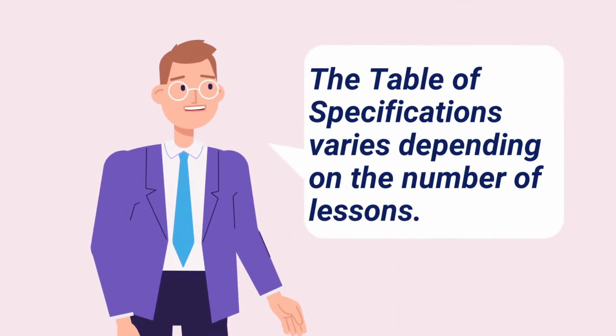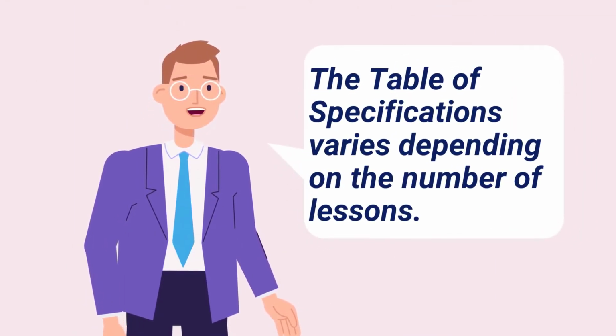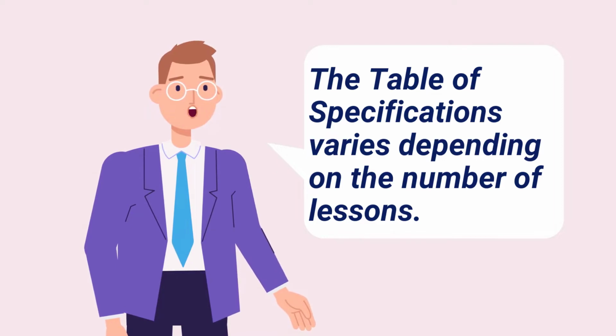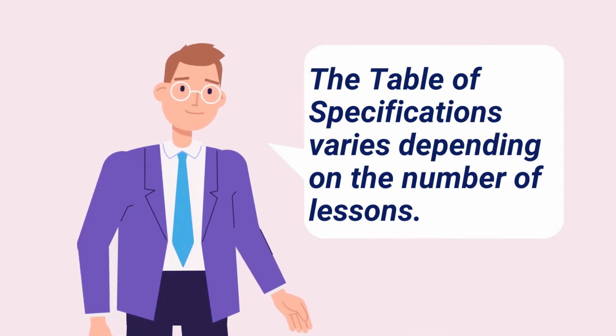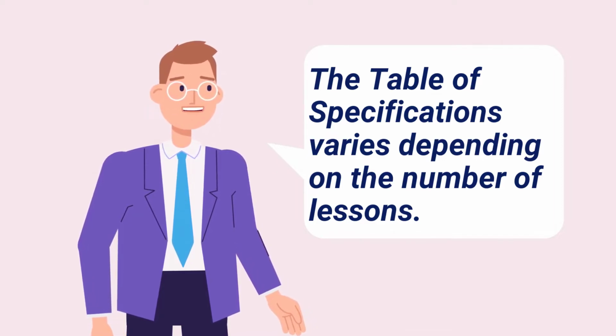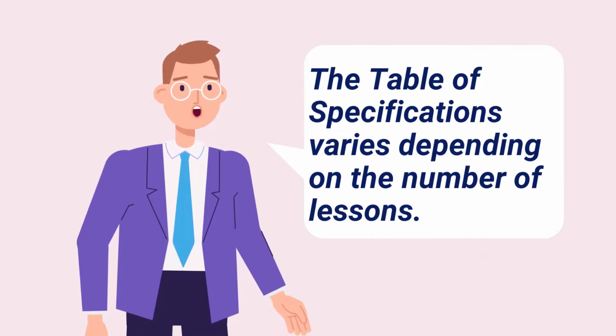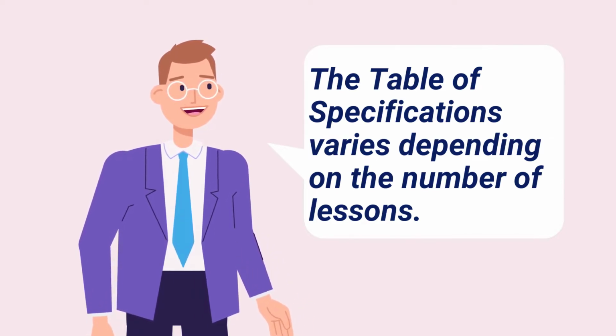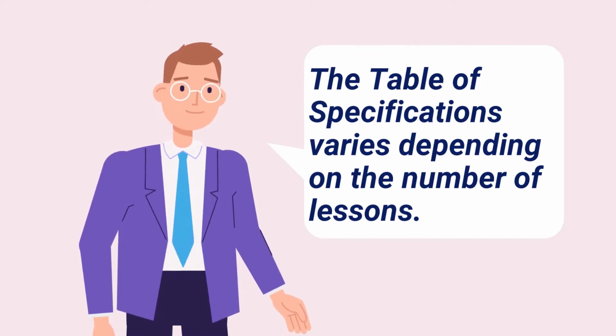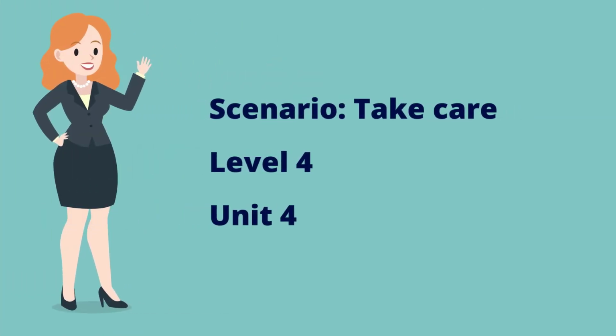Excellent question, replies Colin. He then explains that depending on the type of school, English teachers may teach 3 lessons per week, others 4 or 5 lessons per week. In the case of private schools, they usually have more lessons per week. Consequently, the TOS varies. Now, Elisa's planning is based on the scenario Take Care, Level 4, Unit 4.